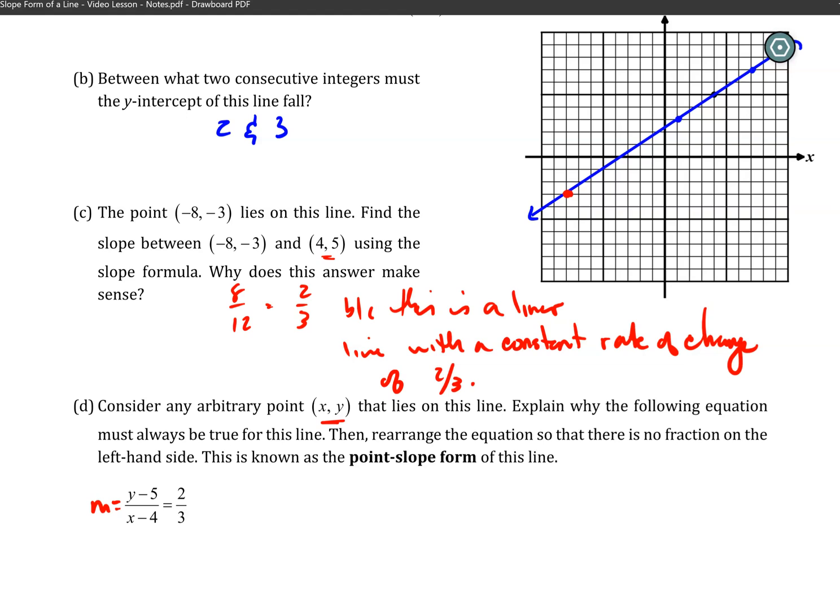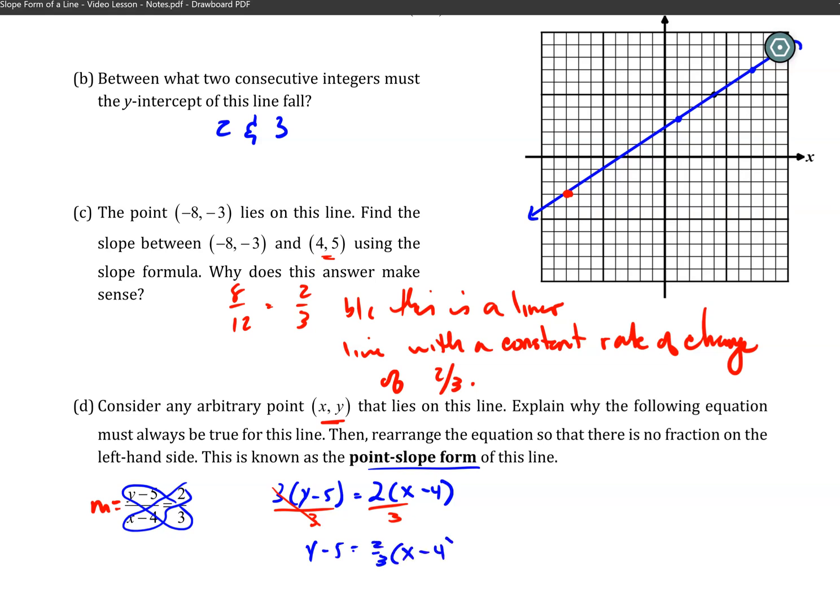So if they're asking us to rearrange this, they're basically saying, can we derive the point slope formula here? If I think of this as a proportion, I can cross multiply. So I'm going to get 3 times (y minus 5) is equal to 2 times (x minus 4). Now I could obviously distribute and solve for y and get it into y equals form, but I don't want to do that. I want point slope form. So if I divide each side by 3, I'm going to get y minus 5 is equal to 2/3 times (x minus 4). That right here is my point slope formula for this equation of this line.